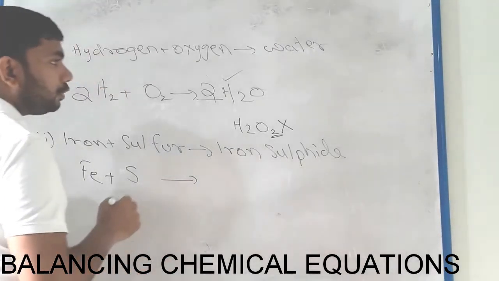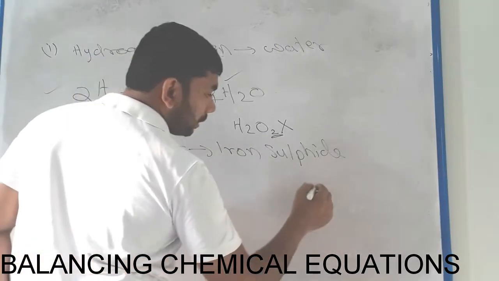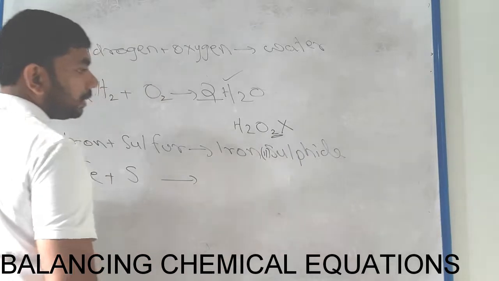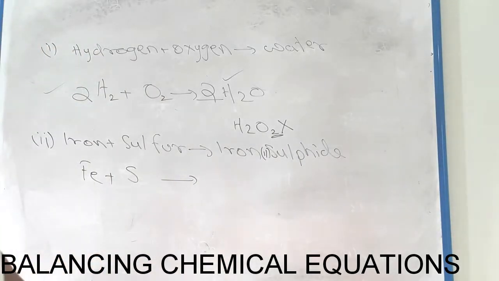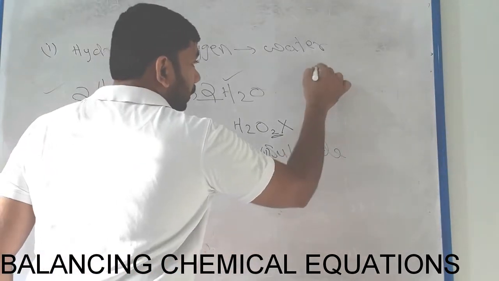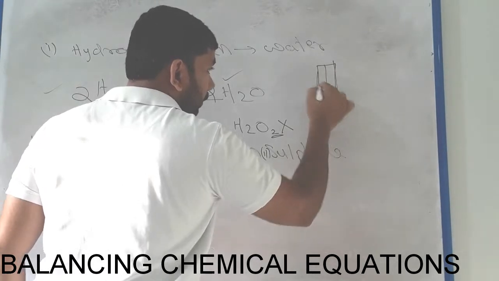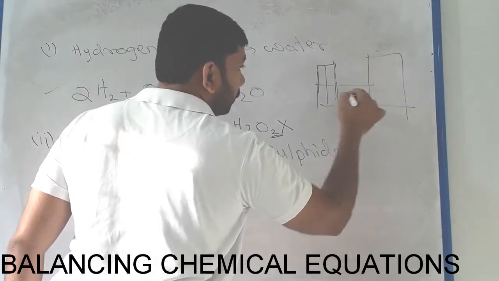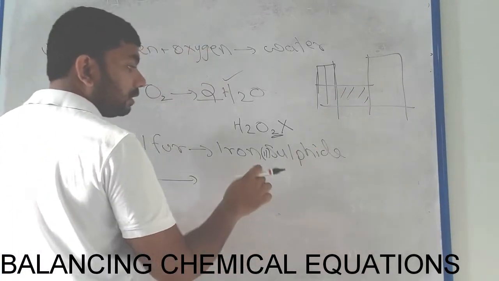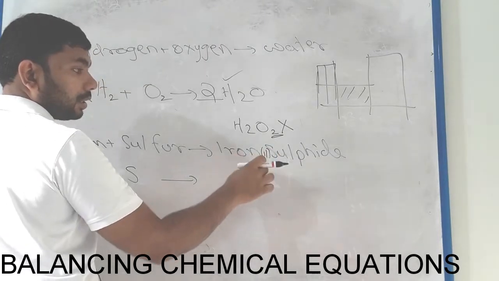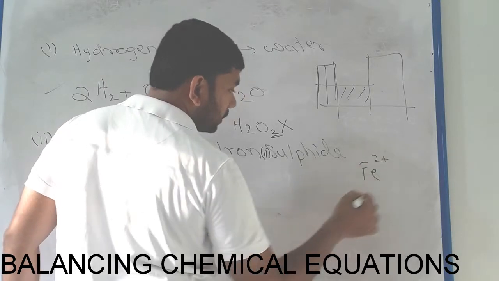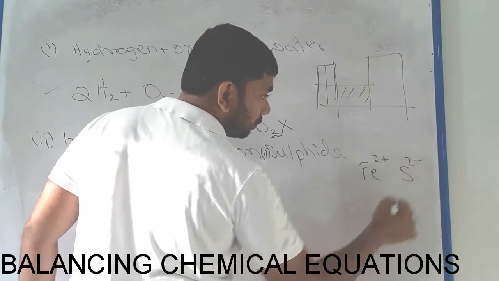Iron sulfide. How can you make the formula for iron sulfide? Here in the question it is iron(II) sulfide. Iron(II) means here the charge of iron, which you cannot find from the periodic table. It is a transition element, so the charge is given here. So here iron is Fe2+ and sulfur from the periodic table is 2-.